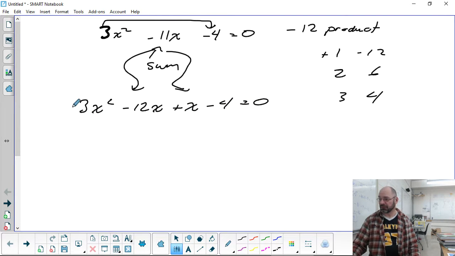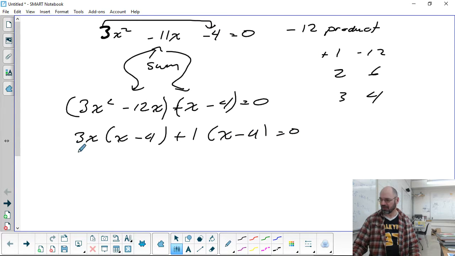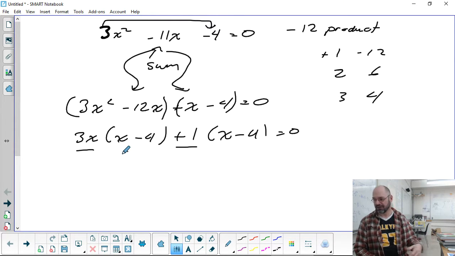Okay, and then what you do is you take a common factor out of the first 2 and the second 2 to get your last ones. So taking the common factor out of there would be 3x. So that's x minus 4. Common factor out of here, +1, x minus 4. Okay, and then here's your first factor and there's your second factor. Then you can solve them by setting them equal to 0 and getting your answer.